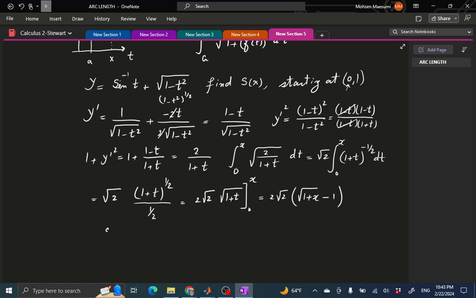That is our s of x. S of x became 2 radical 2 times radical 1 plus x minus 1, for x larger than 0.